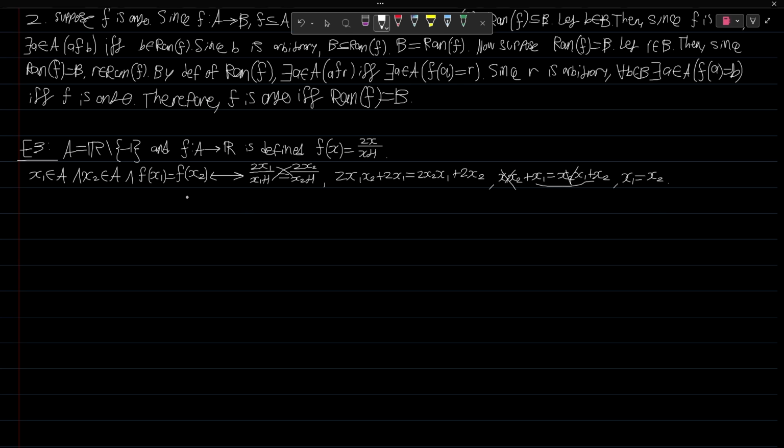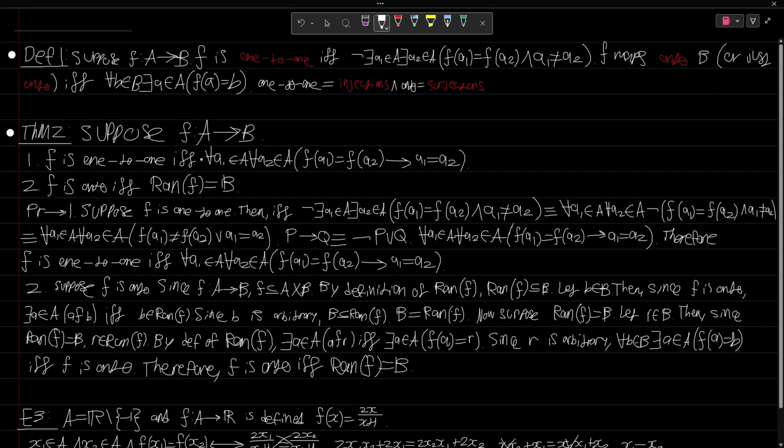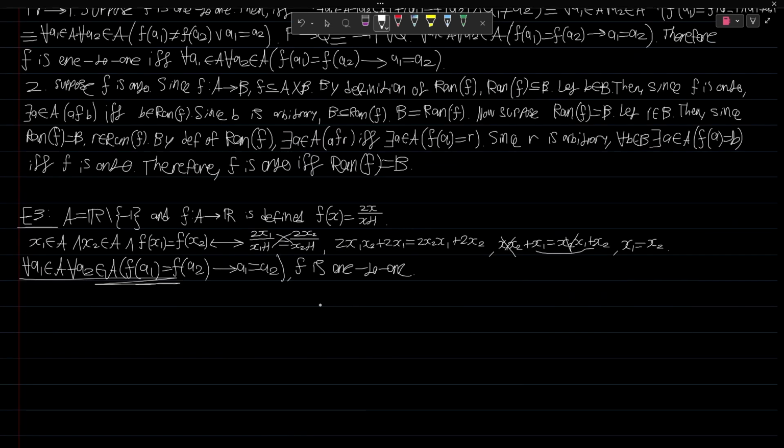What we've done here is that the statement f of x1 being equal to f of x2 being true implies that x1 is equal to x2. And since x1 and x2 were arbitrary elements of A, this works for any two elements of A. And this is important because this is the definition of f being one-to-one. So now we've shown that f is one-to-one, but is it onto?